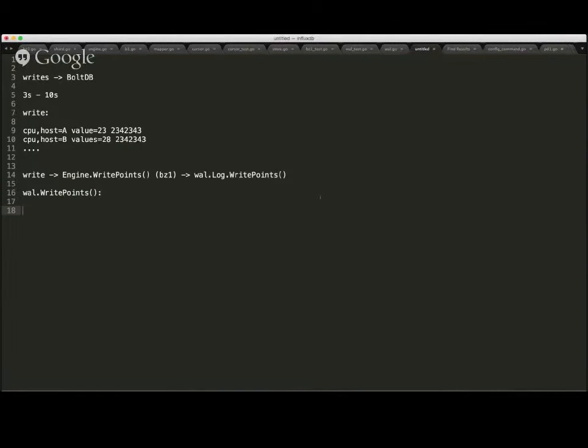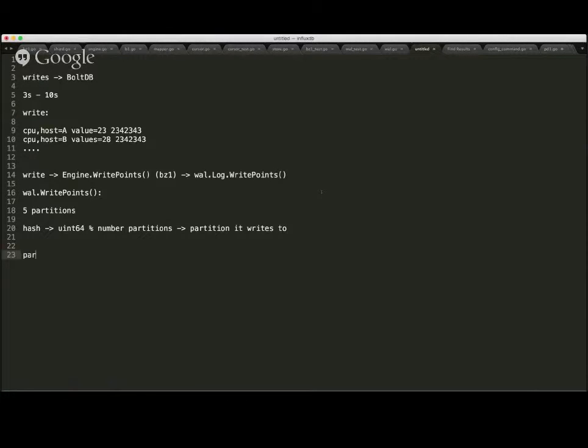The WAL consists of a number of partitions. By default, there are 5 partitions, and each partition is just a separate file that gets written to. So it looks at the key for the series, which is this bit right here, CPU host A or CPU host B. It hashes that into a uint64, and then does mod number of partitions to find the partition it writes to. I'll cover why there are multiple partitions in a second, actually.